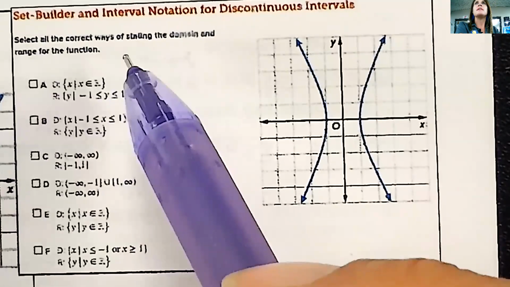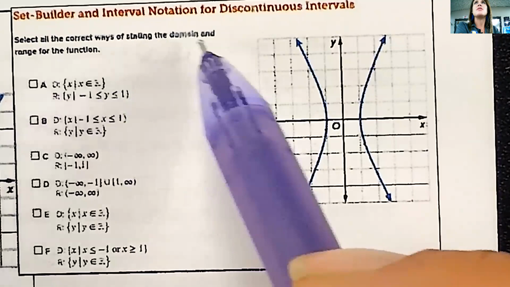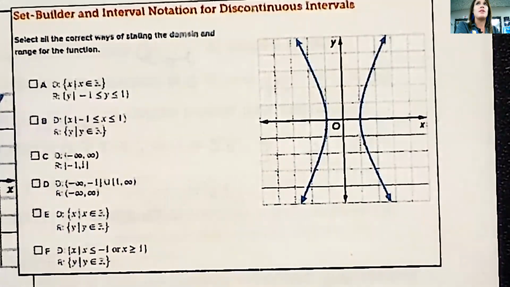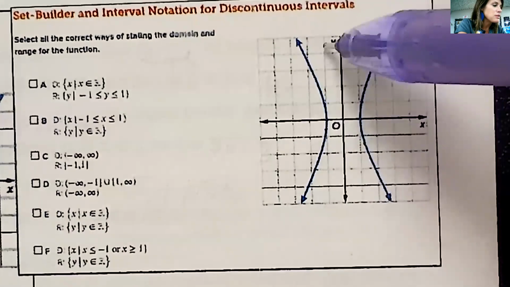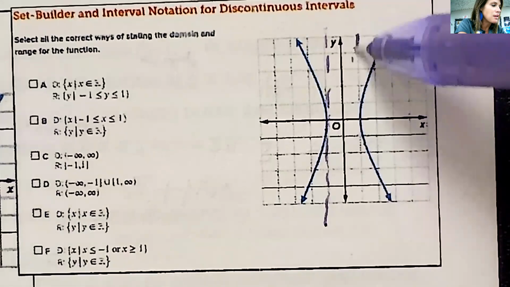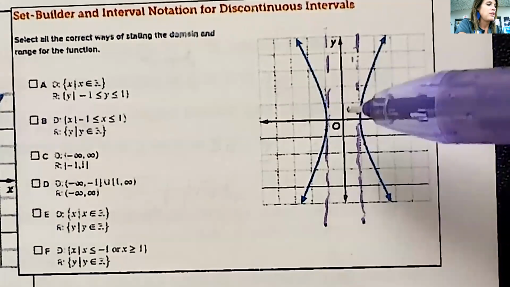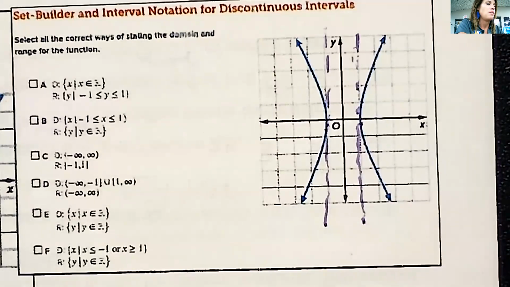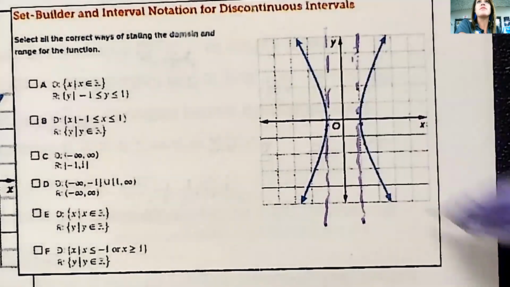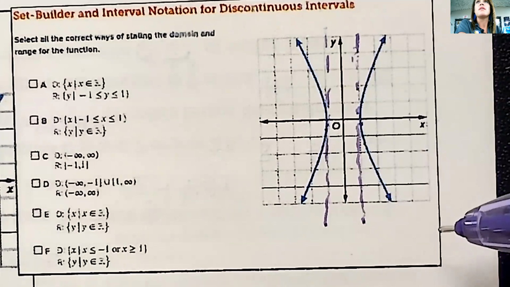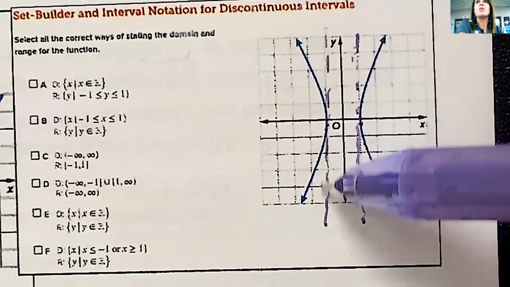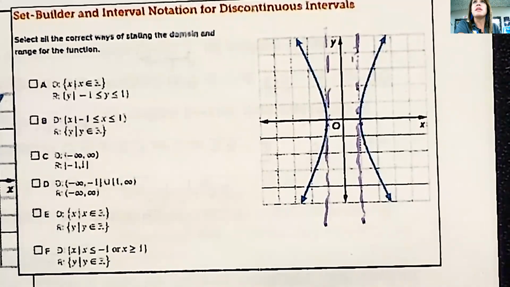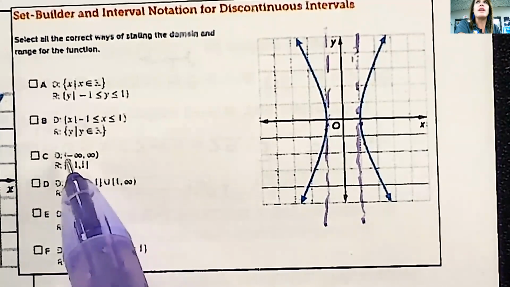Select all the correct ways of stating the domain and range for the function. Okay, so I look at this. I see that x, it stops. You see that? It doesn't include anything between -1 and 1, but everything else is good. It goes left and right from there. Okay, so it has this little place where it's broken apart. So it includes everything less than or equal to -1, everything greater than or equal to 1.